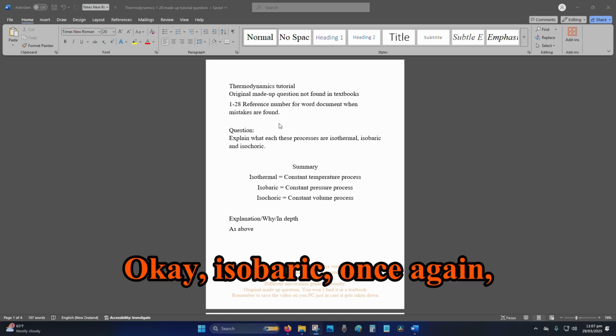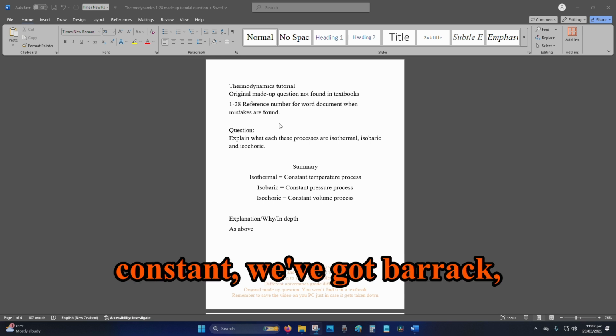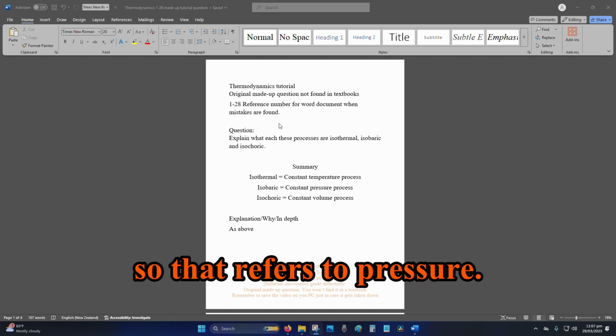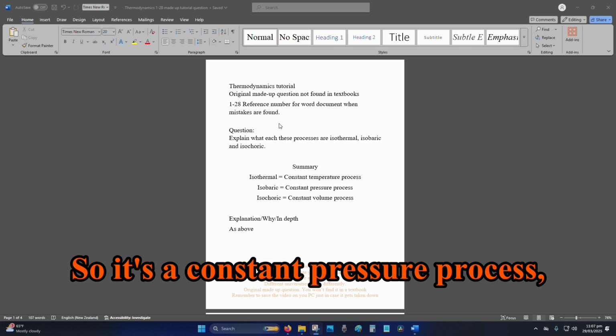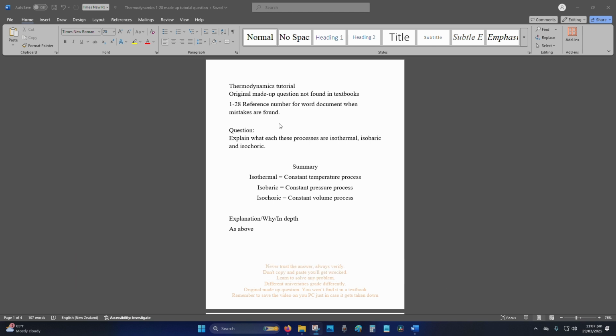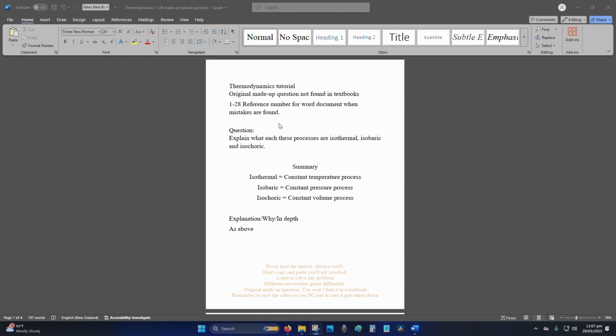Okay, isobaric. Once again, we've got iso being constant. We've got baric, so that refers to pressure. So it's a constant pressure process. So that means your pressure will remain the same.